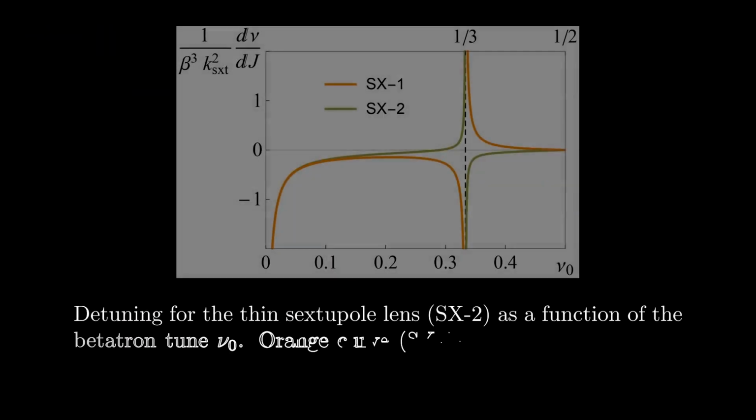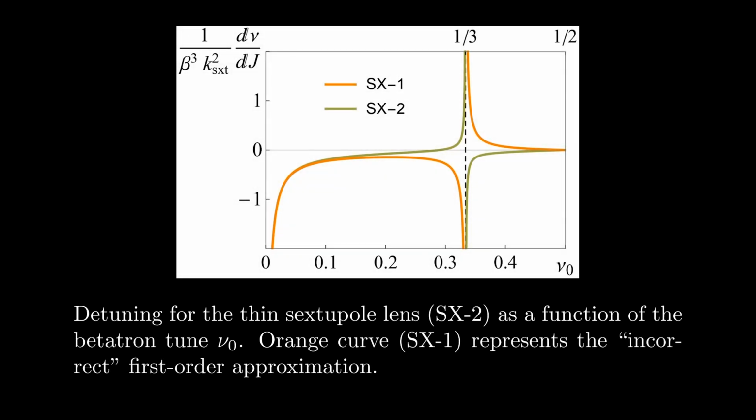On the next slide, the yellow curve, labeled as x2, shows the detuning for a thin sextupole magnet as a function of the bare Betatron tune. We see that the detuning is negative everywhere except in the interval from that special value of nu0, approximately equal to 0.29, up to the third integer resonance, where the first twist coefficient becomes singular.